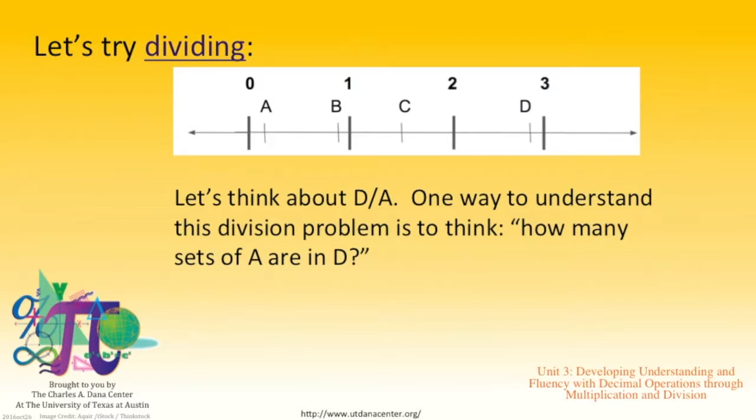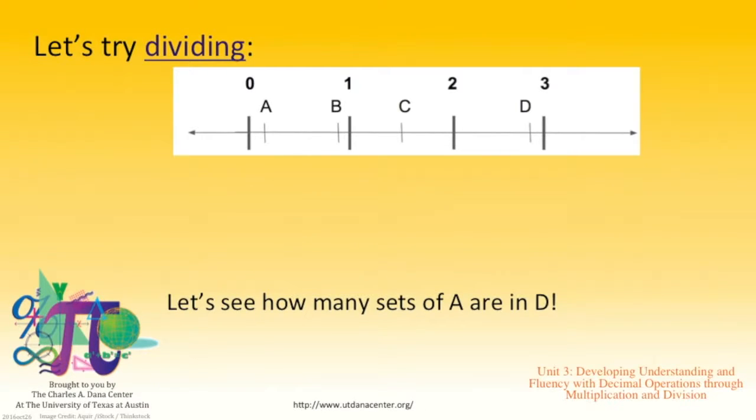Here, let's think about d divided by a. How many sets of a are in d? Let's count how many sets are in. This isn't exact, but we can see pretty quickly there are definitely more than 6 sets of a in d.